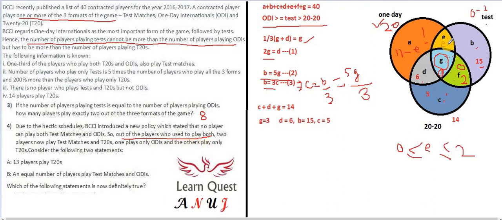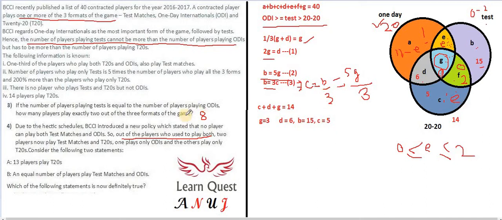So these three are distributed, but still E is left here, right? Where will these E go? So the other players play only T20. So whatever was E, that value came here. Either it was 0 or 1 or 2. Now what will be the possible case, that we'll have to figure out now.